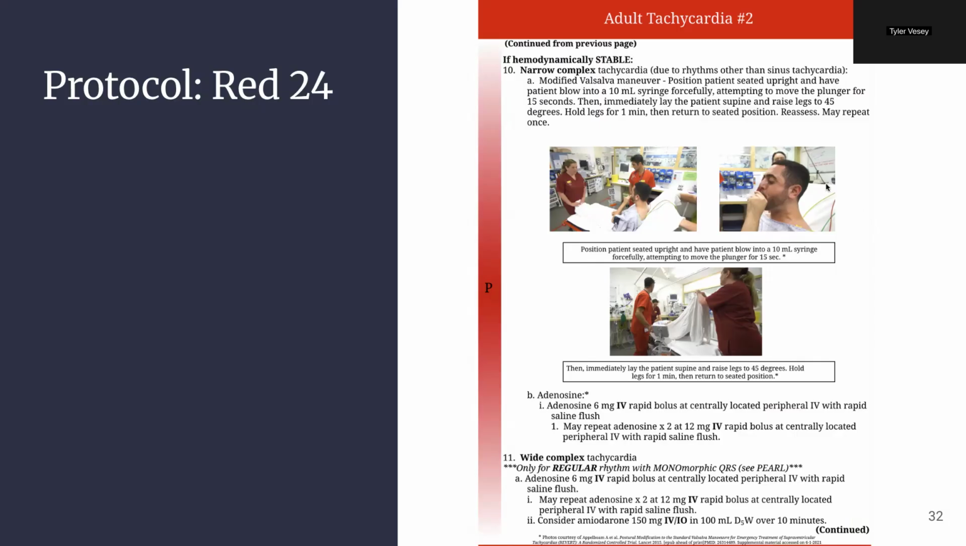Then we're going to give them a 10 mL syringe, have them seated in an upright position, and have them blow into the syringe. As they're blowing, drop the head of the stretcher and raise the legs up, hold for a minute, and then return them to a seated position. Also, a very good idea to hit print on the monitor before this in case you get a successful conversion. We had one where we did remember to hit print, and the conversion was pretty cool to see.